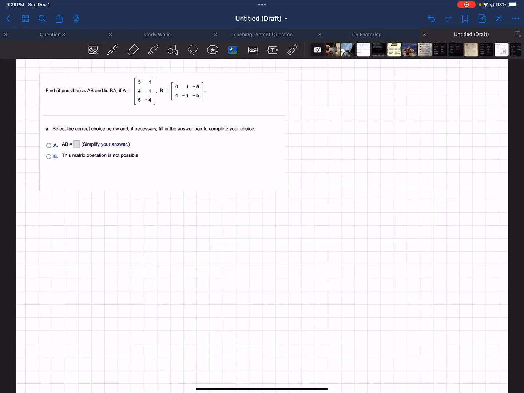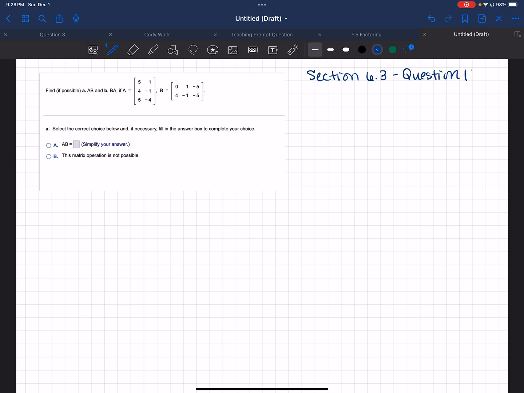Okay, so this is 6.3, question 10, I believe. It says, find, if possible, A times B and B times A, if A equals [5, 1; 4, negative 1; 5, negative 4] and B equals [0, 1, negative 5; 4, negative 1, 5].